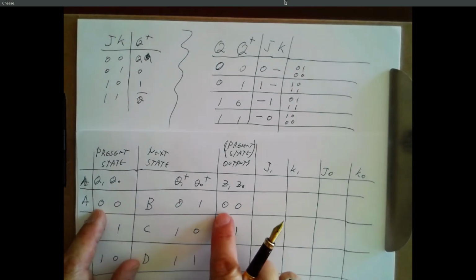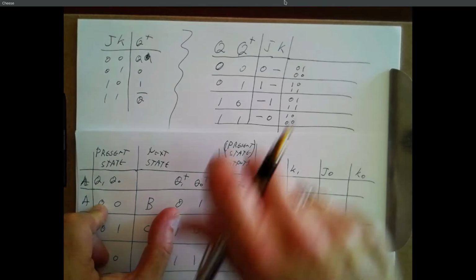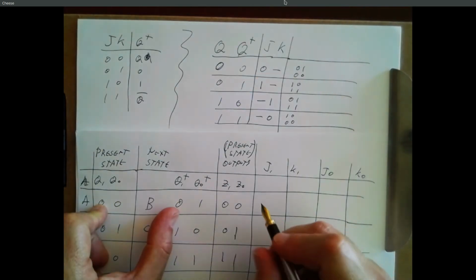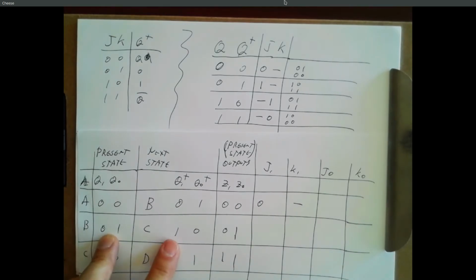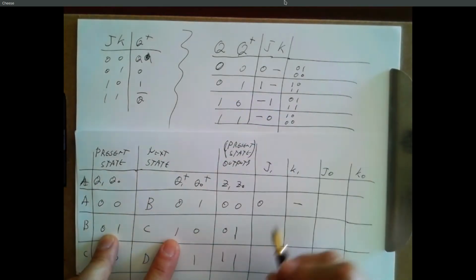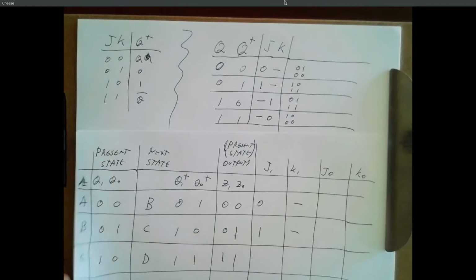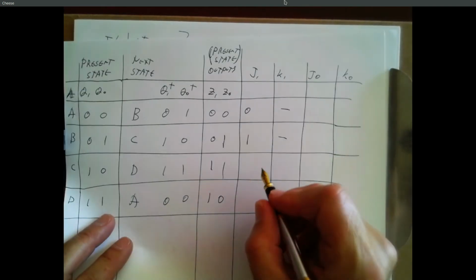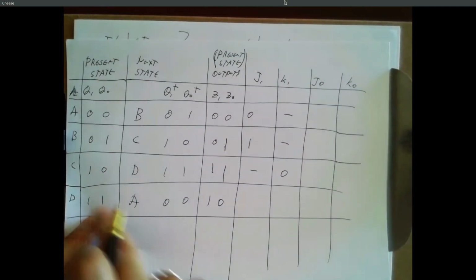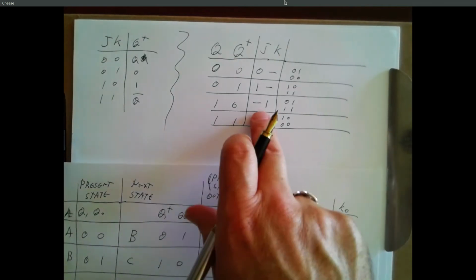So looking just at flip-flop 1, we want to go from a 0 to a 0. We should set J and K to be 0 and don't care. Going from a 0 to a 1, we should set J and K to a 1 and don't care. Going from a 1 to a 1, we should set it to don't care and 0. And going from a 1 to a 0, we should set it to don't care and 1.